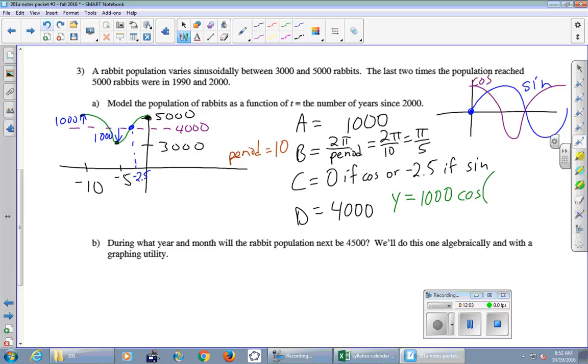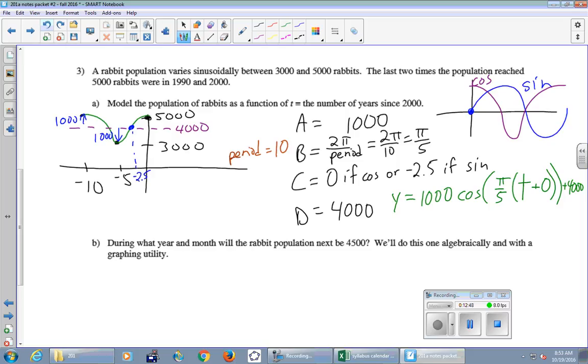Okay, and then what's the next letter? It's a B, so we do pi over 5. Now it's really important, the next symbol that we write, before we write the X, is parentheses. Make sure you see that in that formula, the B has been factored out. I think it was X up there, but it's T in this equation, so we'll use T. And then plus the C value, which is how much? 0. And then finally, plus 4,000, shifting the whole thing up 4,000. Okay, so there's our equation.